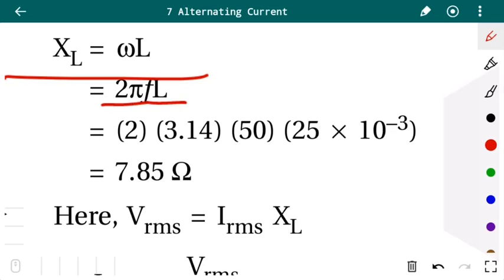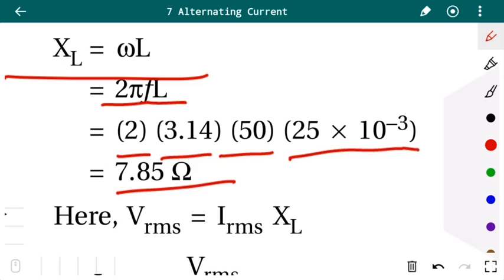Now put the values: 2 into 3.14 into frequency, that is 50 Hz, into inductance, that is 25 into 10 raised to minus 3 Henry. When we calculate this, we get the value 7.85 ohm.